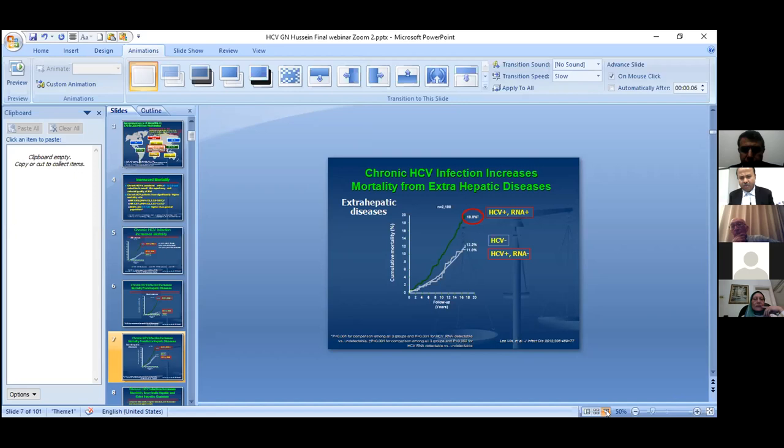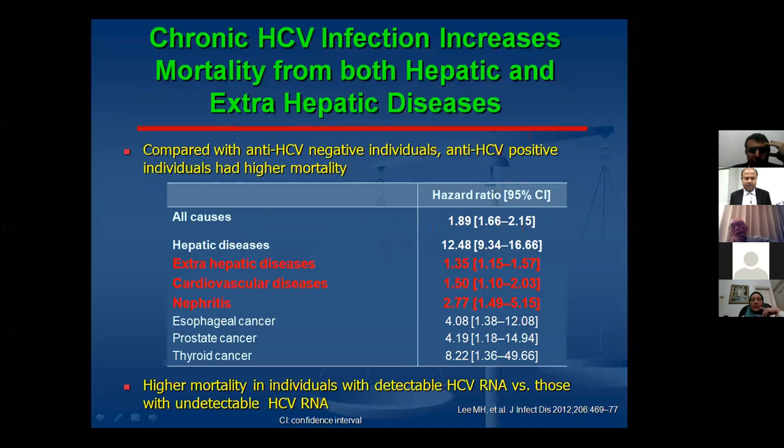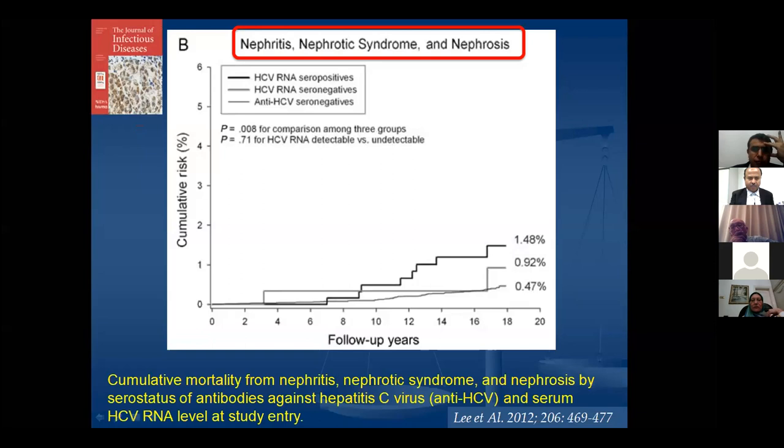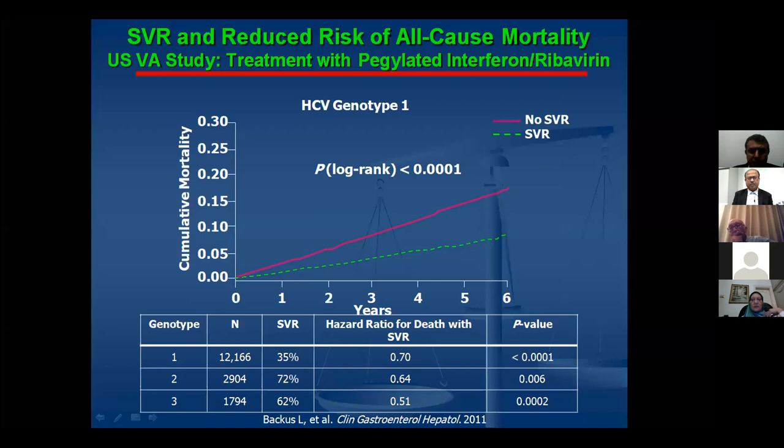Is the picture clear now? Yes, it's clear, go ahead. In chronic hepatitis C virus infection there was increased mortality from extrahepatic diseases, and here nephritis presented the major impact among these, with a hazard ratio of 2.77. Nephritis, nephrotic syndrome, and other renal diseases have a higher incidence in hepatitis C virus seropositives than in seronegatives. Hepatitis C virus with cryoglobulinemia type 2 or 3 usually has the lowest overall survival rate. Patients with sustained viral response have less risk of all-cause mortality, while patients without sustained viral response have a higher rate of mortality.